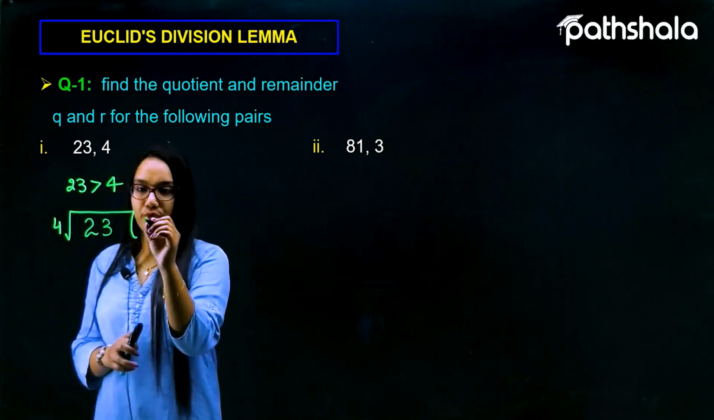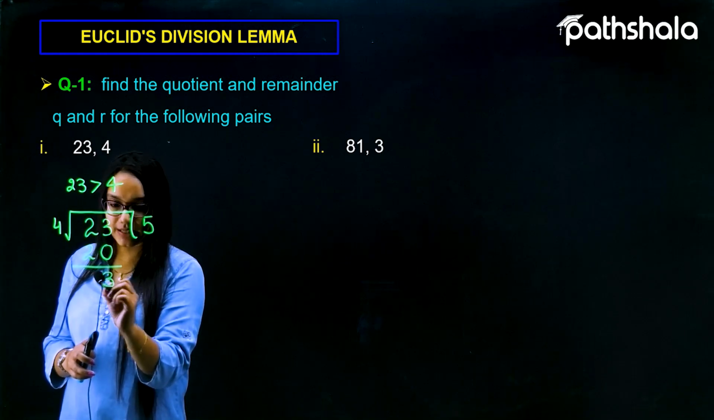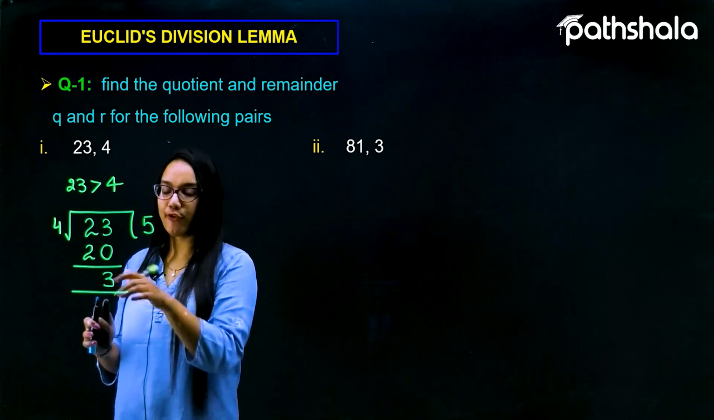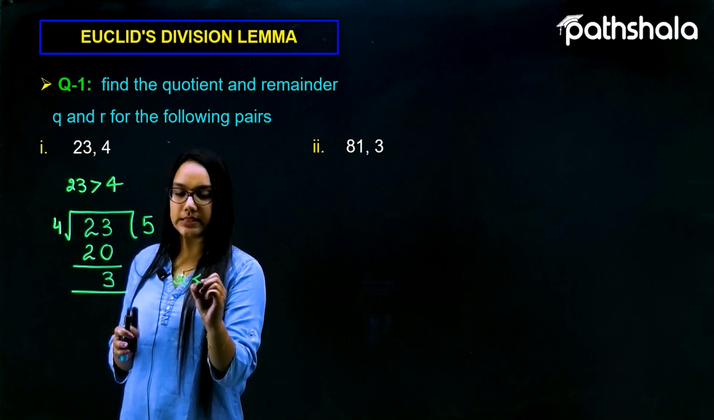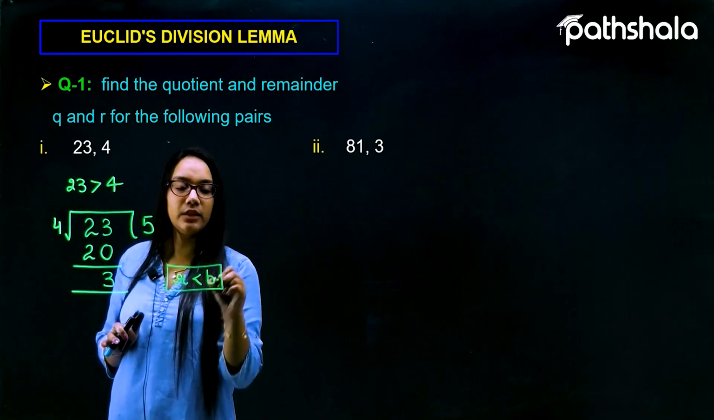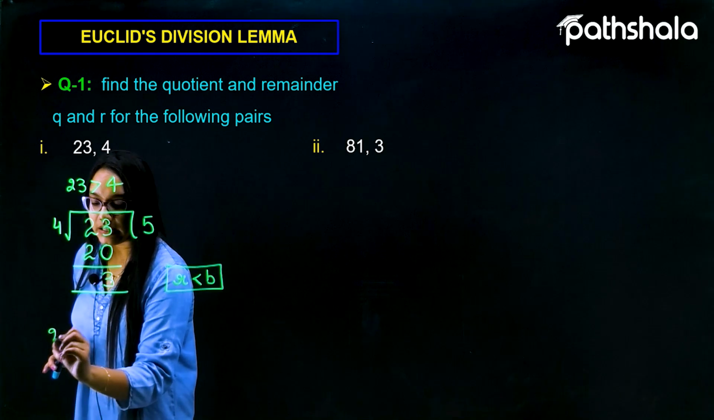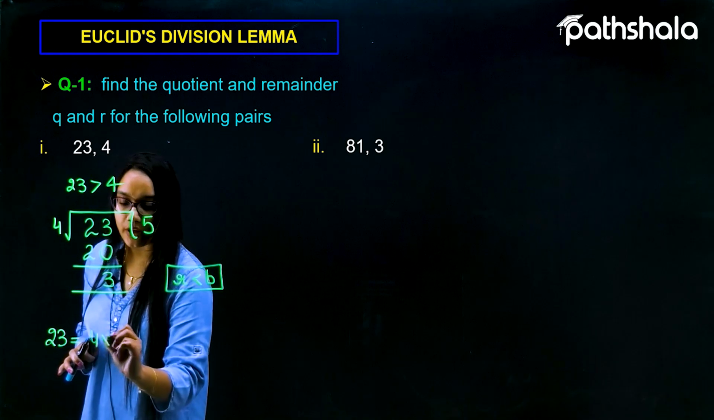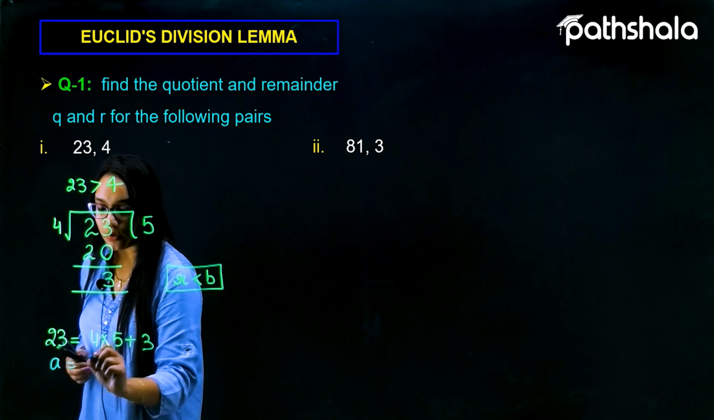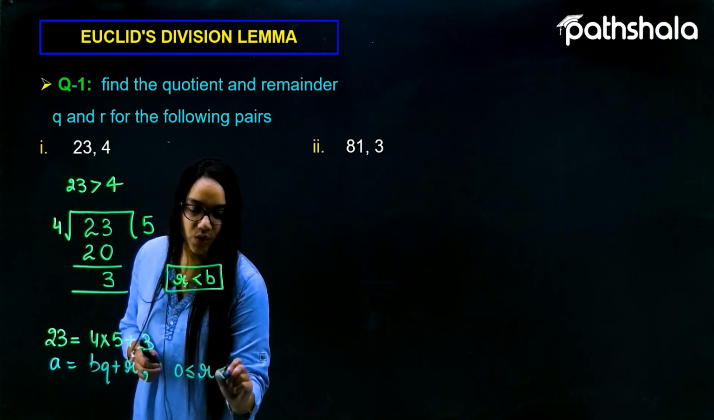We know that 4 into 5 is 20, so the remainder will be 3. Obviously we cannot divide any further because 3 is less than 4. The remainder r is less than b. So we can write it in the form of the Euclid division lemma as 23 equals 4 into 5 plus 3, and this representation is of the type a equals bq plus r, with the condition that r should always lie between 0 and b.